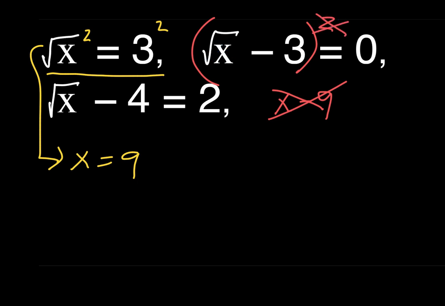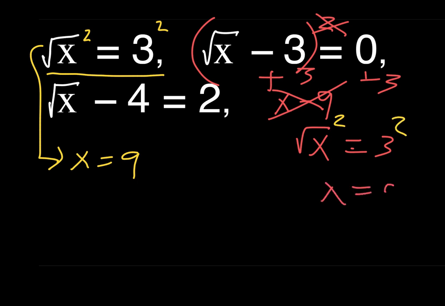Instead, I need to eliminate it and have a square root all by itself. How do I do that? By adding 3. And now it's the exact same as the other problem. Square both sides, x equals 9.